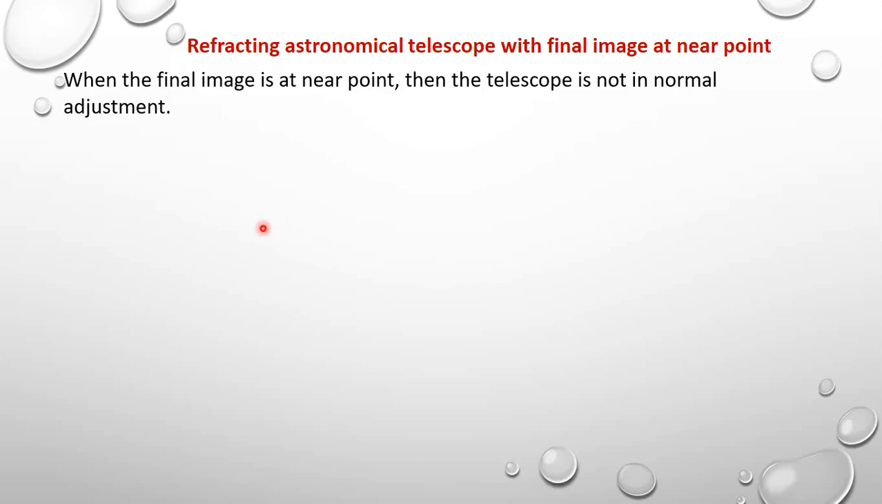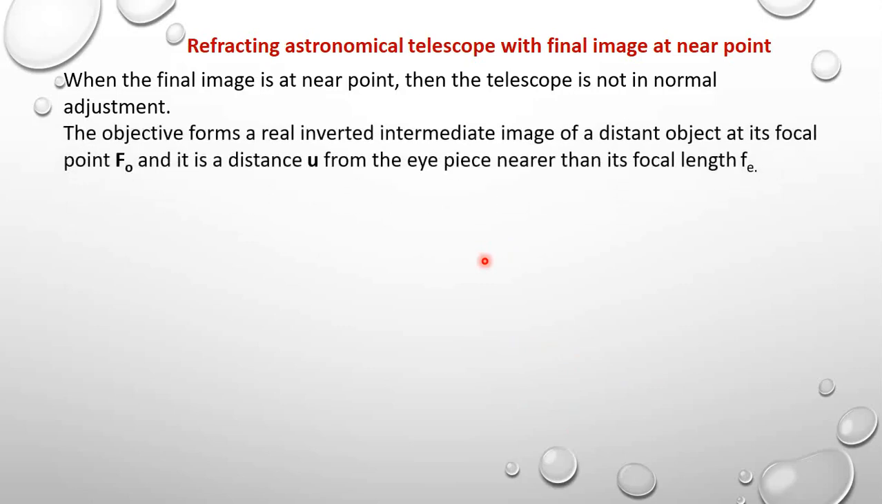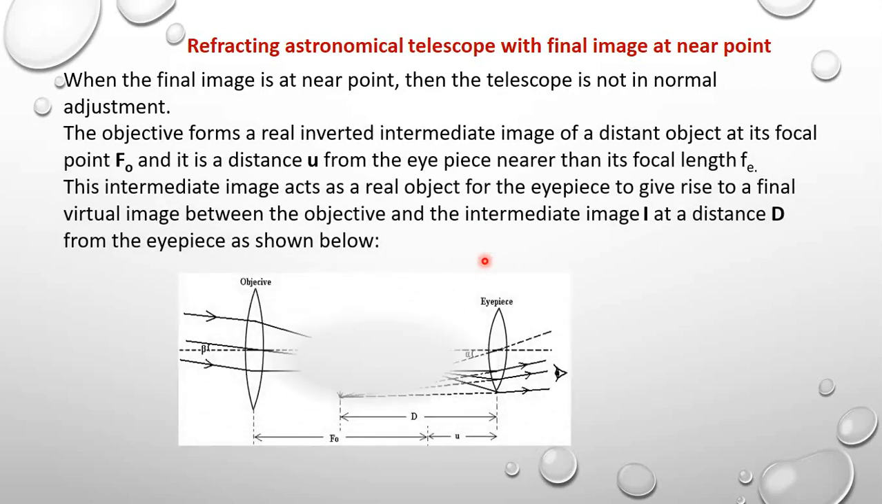ray diagram. But we also need to know that after forming that intermediate image, that intermediate image is going to act as a real object for the eyepiece, which will give rise to a final virtual image between the objective and the intermediate image, and that is going to be at a point which is near what we call the least distance of distinct vision. Let us see what I'm talking about.